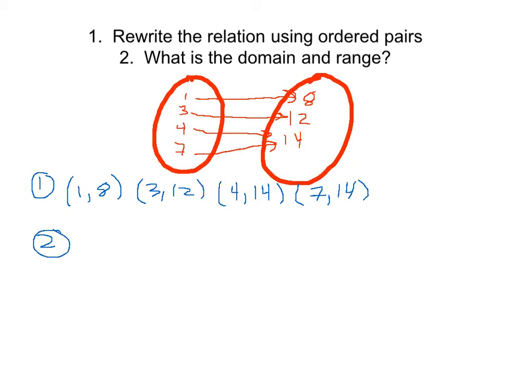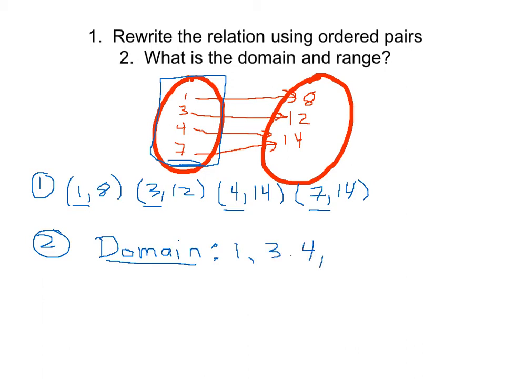And this is just terminology that you have right now, but you're going to get used to it. The domain is just the set of inputs. So the domain is all of these first numbers in an ordered pair, right? It's this listing right here. So the domain of this relation is the set of numbers 1, 3, 4, and 7. And I don't mind if you write it like that. There is a more technical notation that we could be using, but I'm okay with you just writing domain and then listing the numbers.